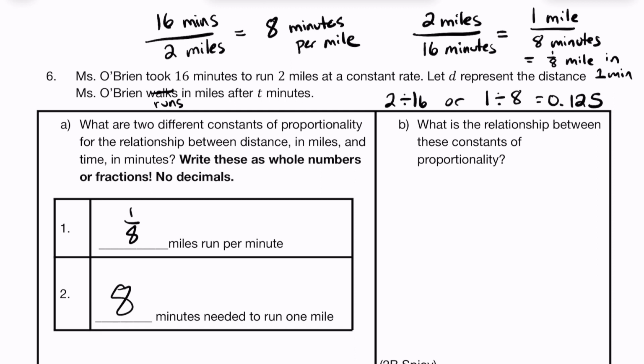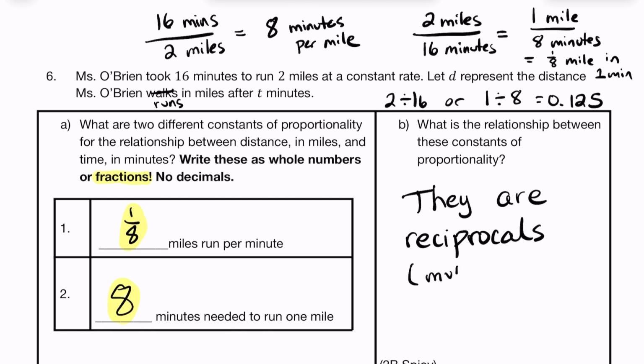And that's because when we have it in fraction form, we can see this relationship. Okay, what is the relationship between these two different constants of proportionality? These are reciprocals, okay? And we know that reciprocals, which is an important math word, means that they'll multiply to give us 1. So it's like they undo or cancel each other out. Okay, they multiply to give us 1.